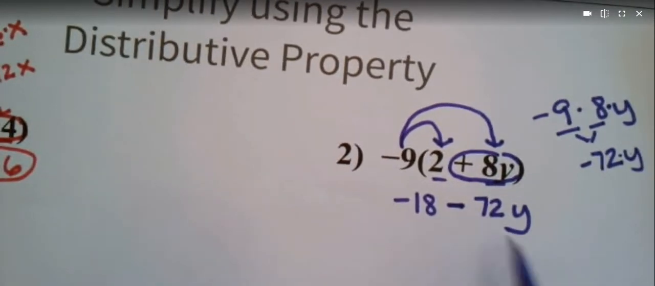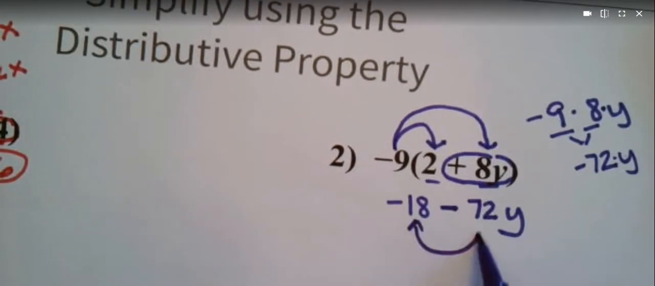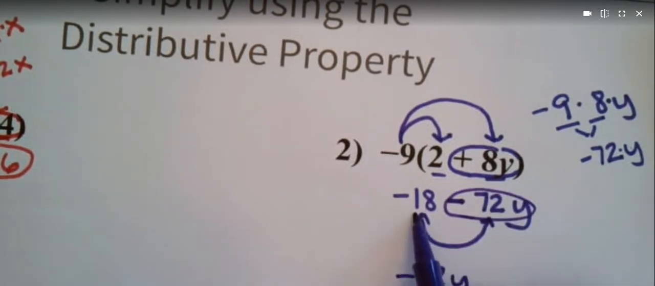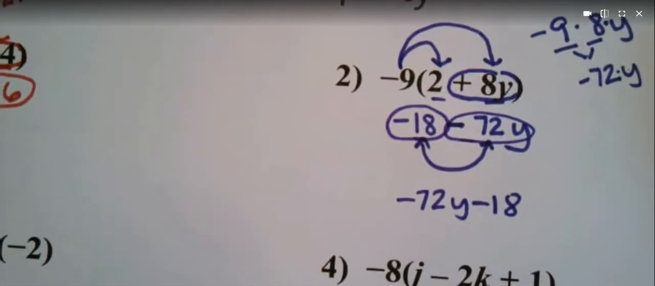Now, notice the order. The professional way is to have our y, because it has an exponent of 1, come first. So I've got negative 72y, and then our constant, minus 18 or negative 18, would come after.